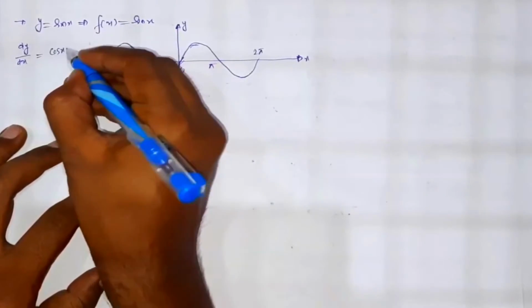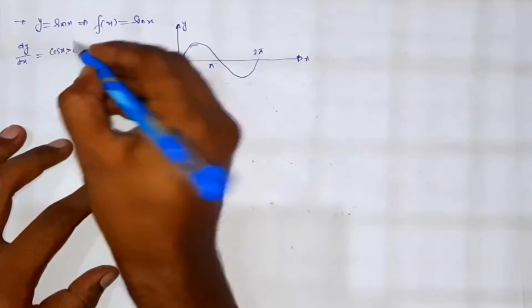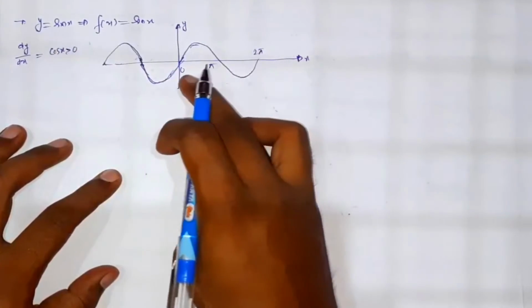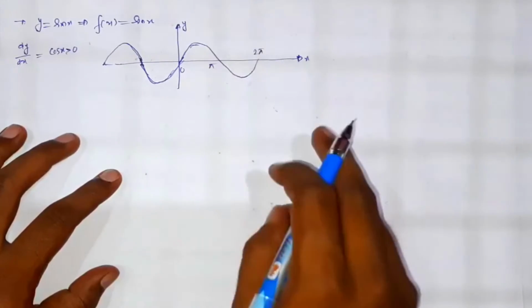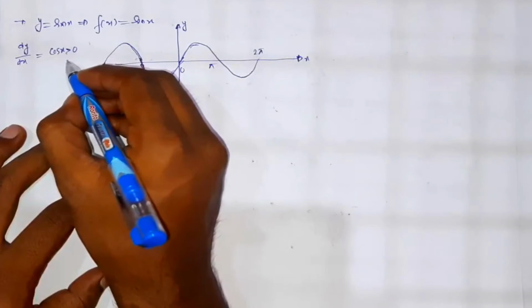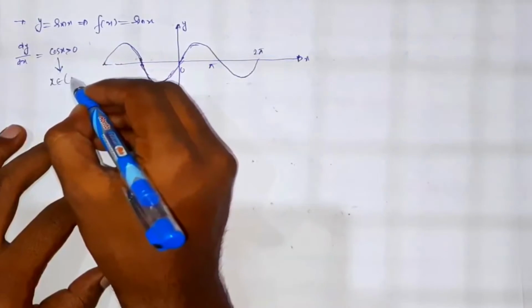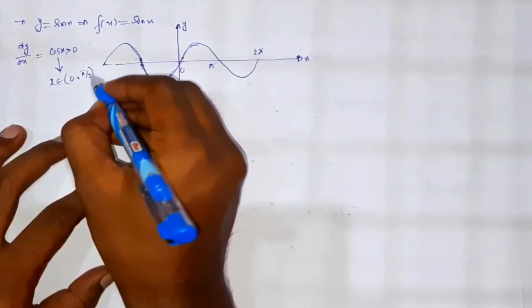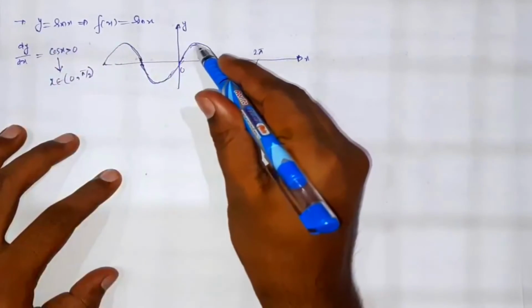dy by dx will be cos of x, that will be positive for each and every value of x from 0 to pi by 2. Okay. Will be positive for x belongs to 0 to pi by 2. So this will be increasing from 0 to pi by 2. So we can see this is increasing.